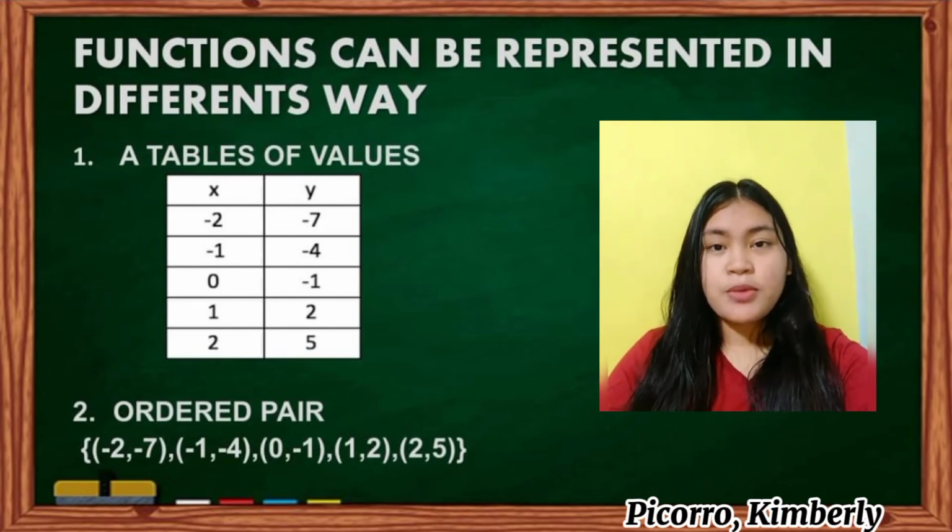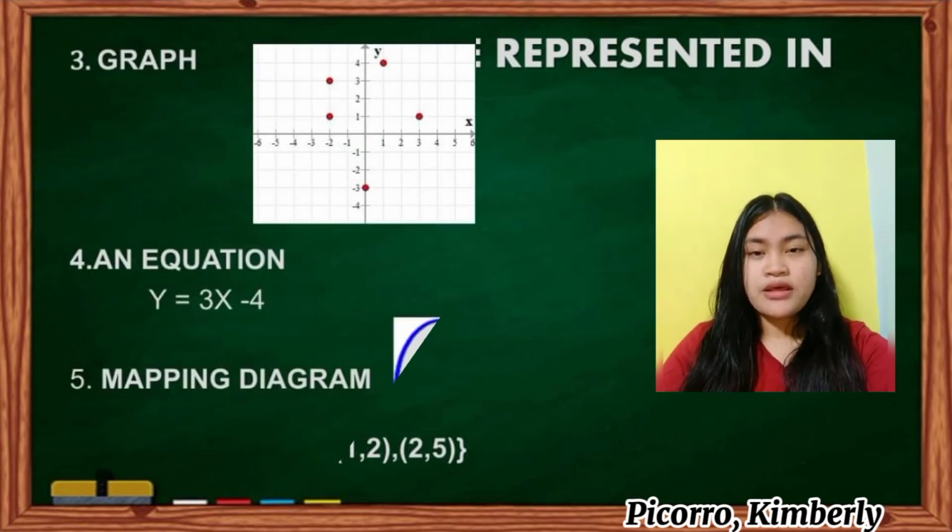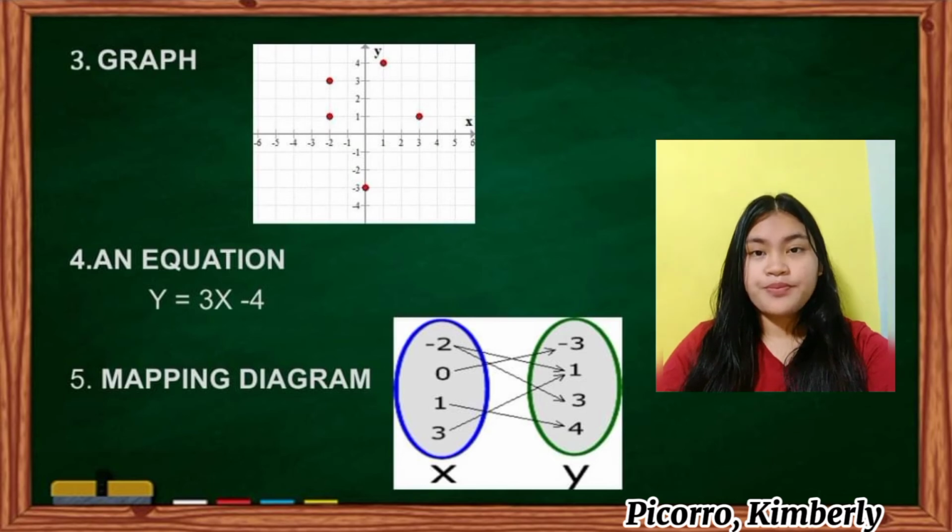A function can be represented in different ways. First, a table of values. Second, ordered pairs. Third, a graph. Fourth, an equation. And last, a mapping diagram.